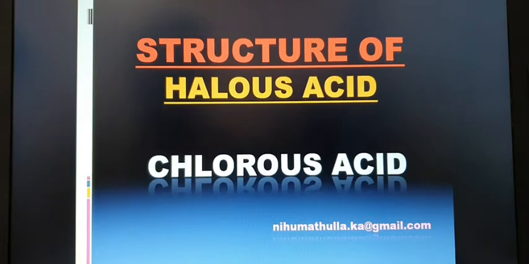In this video, we are going to discuss the structure of chlorous acid. Among the halogens, fluorine, chlorine, bromine and iodine, chlorine only forms chlorous acid. Fluorine, bromine and iodine do not form chlorous acid. Only chlorine forms chlorous acid with the molecular formula HClO2. So this video explains how to draw the Lewis structure of chlorous acid.